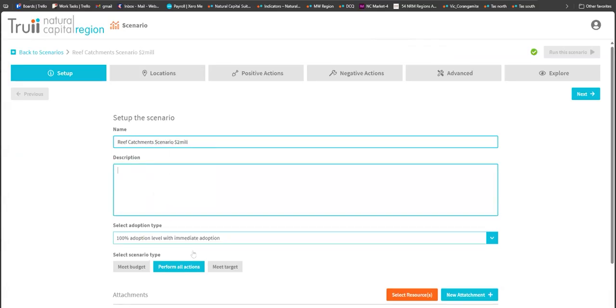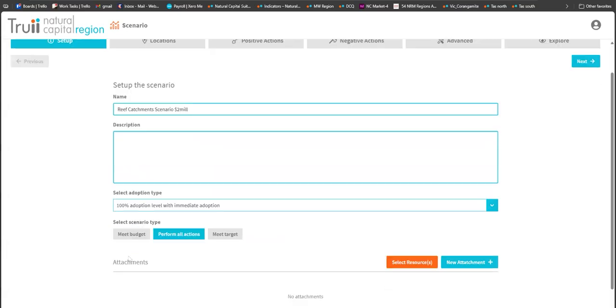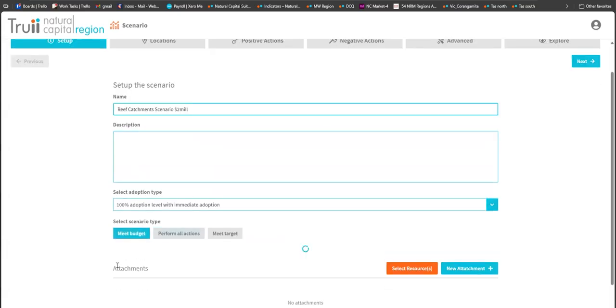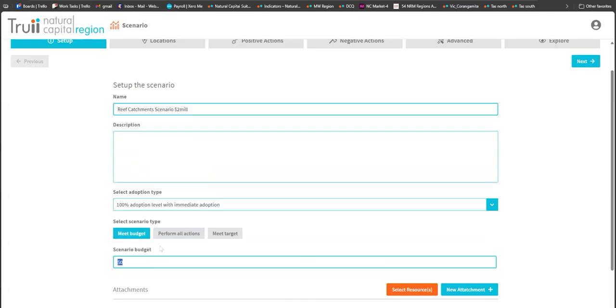And then obviously you put contextual information here. You can attach your report or project reports in here. That's really important from my perspective, that we capture some of that historical information for other people that might use the natural capital region for the instance. As I said, we pick a budget. We can perform all actions, or we can meet a target, and I'll run something like that a little bit later.